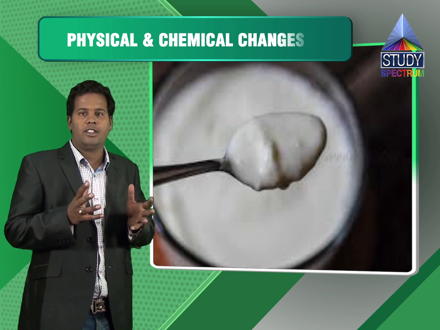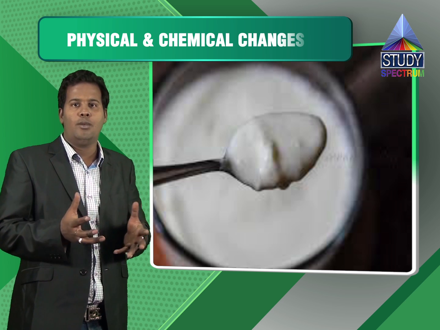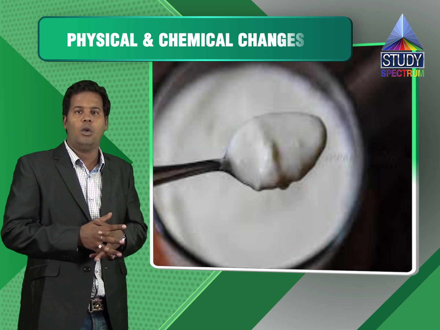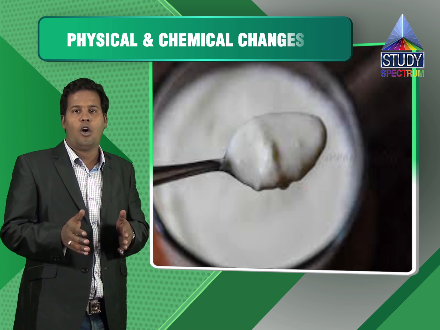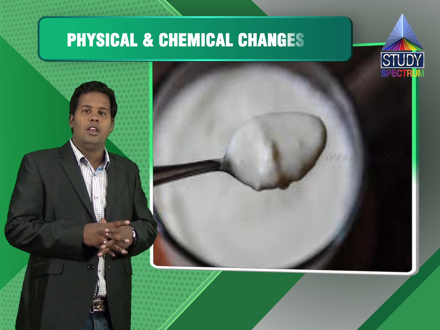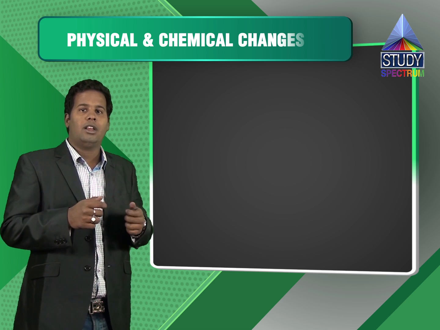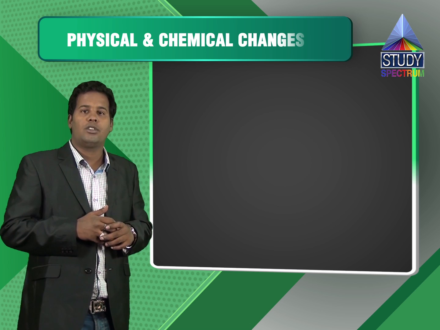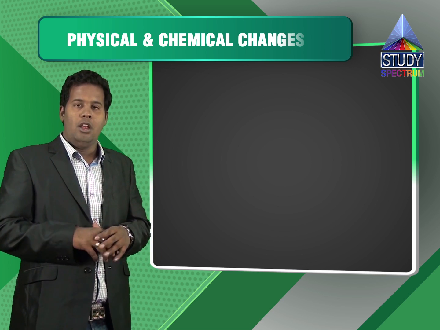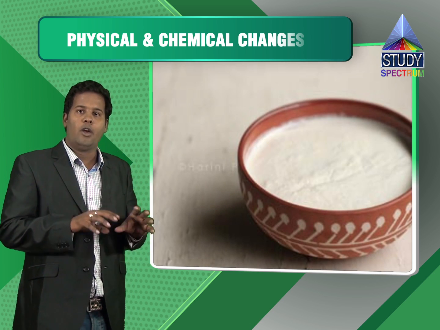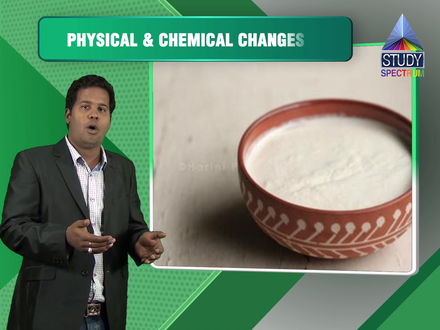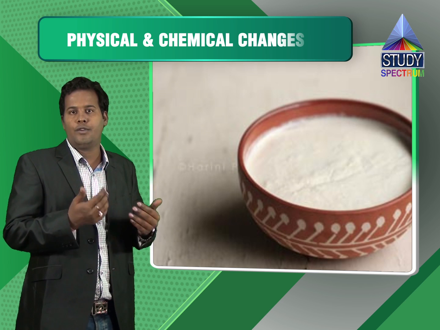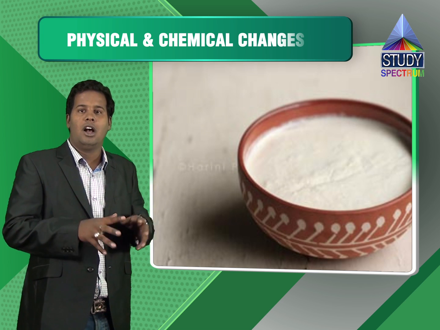If you take some volume of milk, say 100 milliliter of milk in a bowl, and if you try to form curd from it, then you cannot obtain milk again back from that curd. Why? Because this process is irreversible. Now this process is irreversible, and also a new substance has been formed from the milk, that is curd. So settling of curd or the formation of curd from milk is basically a chemical change.